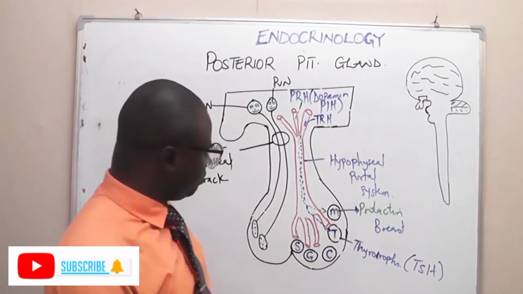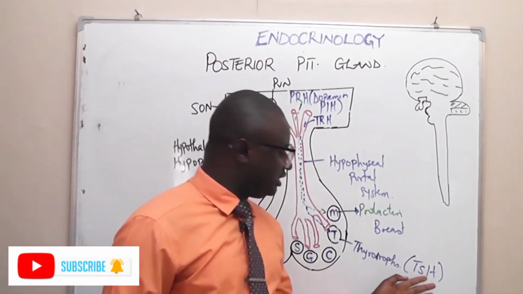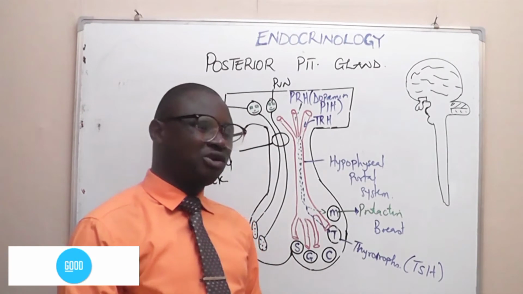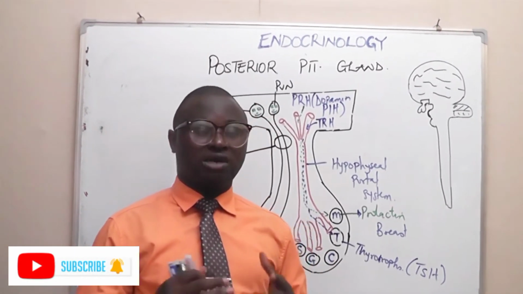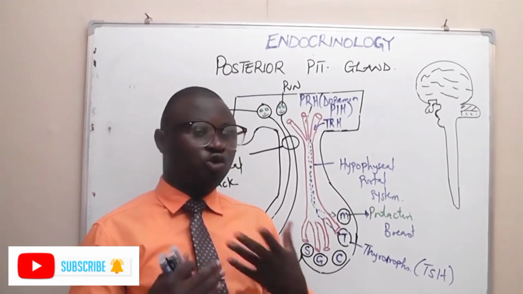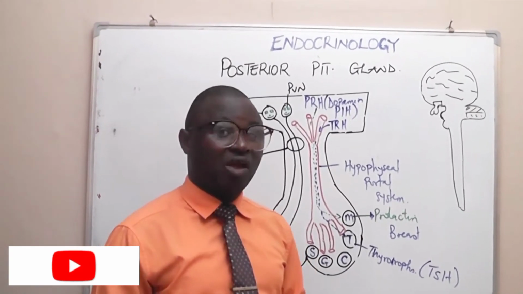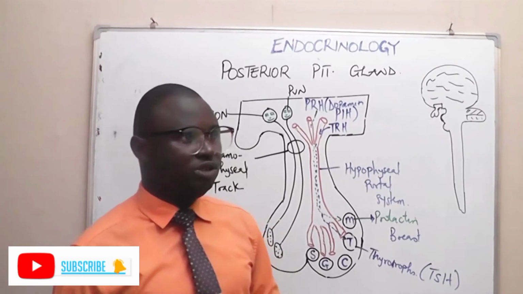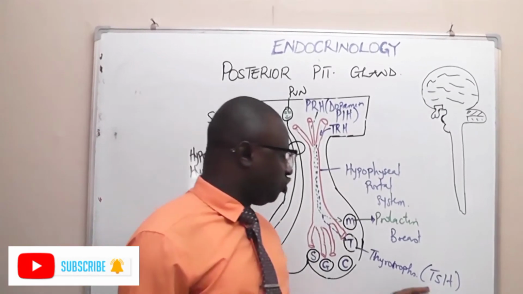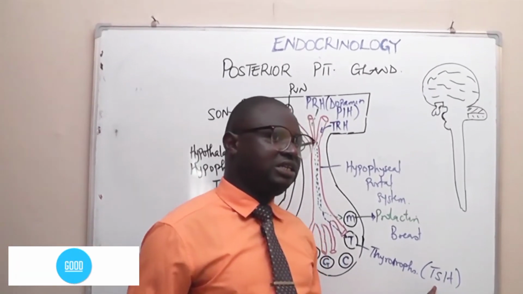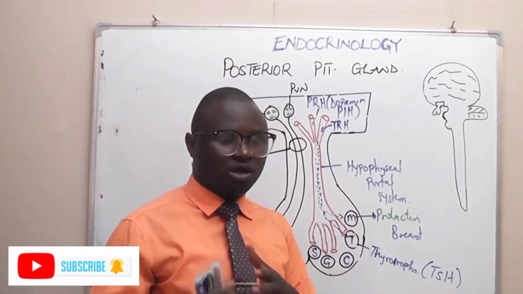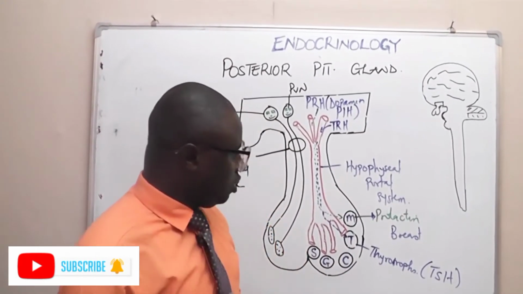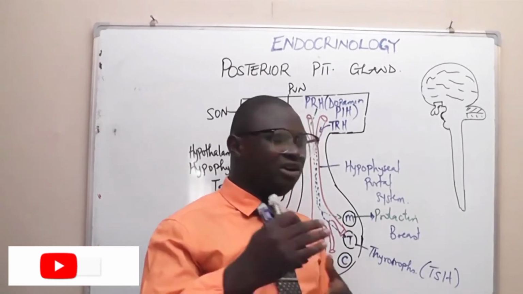So to produce what? Thyroid stimulating hormone. This thyroid stimulating hormone acts on the follicular cells of the thyroid gland to produce T3, which is triiodothyronine, and then T4, which is thyroxine. So basically, the function of TSH is to stimulate those cells of the thyroid gland to produce thyroid hormones.